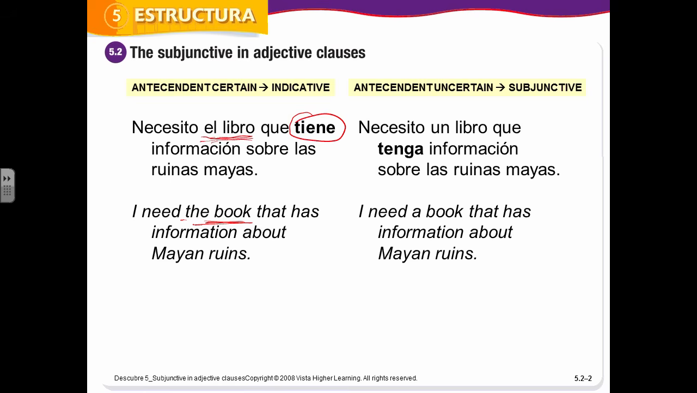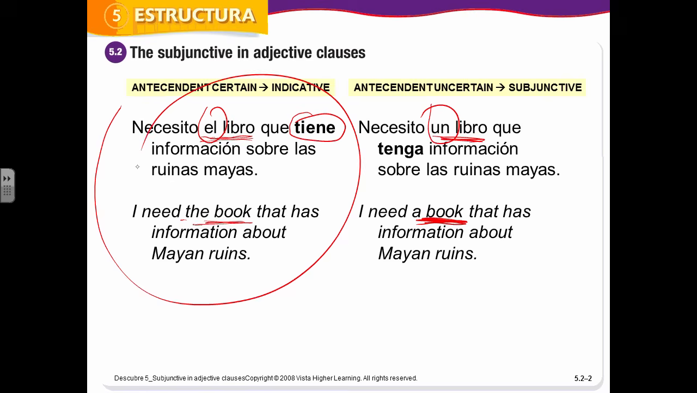On the other side, necesito un libro que tenga información sobre las ruinas mayas. I need a book that has information about the Mayan ruins. When we just change from el to un, there is a definite book on the first side. It exists. The second side is saying I need a book that has information about the Mayan ruins. We don't have a specific one. We haven't found it yet. So we would use the subjunctive.